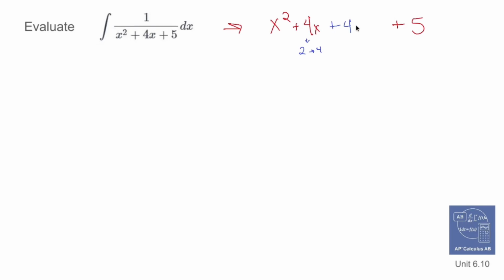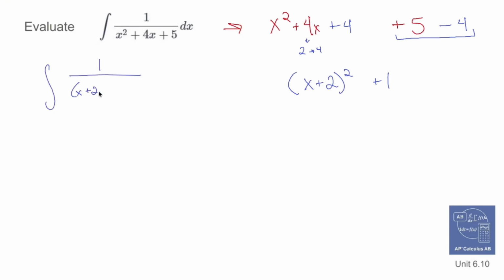Now if I add 4 to this expression, I have to subtract 4 from the same expression to balance things out. But when I do that, that allows me to turn this into x plus 2 squared, and this magically turns into plus 1. So now I can rewrite this integral as 1 over something squared plus 1 dx, and I could do u substitution and make it look like the inverse tangent stuff.